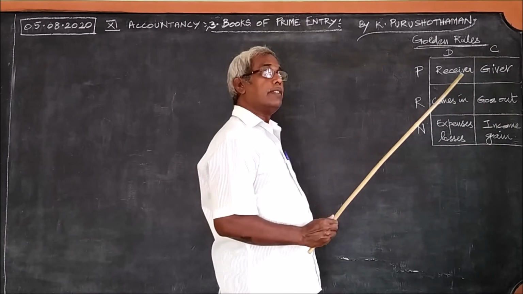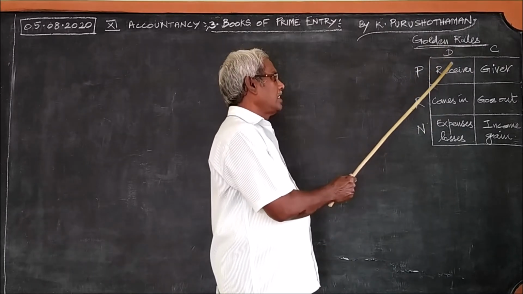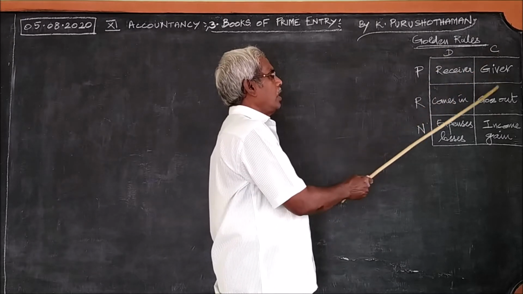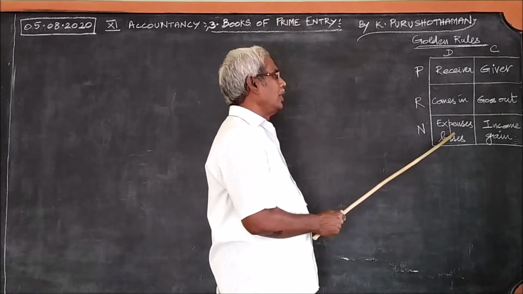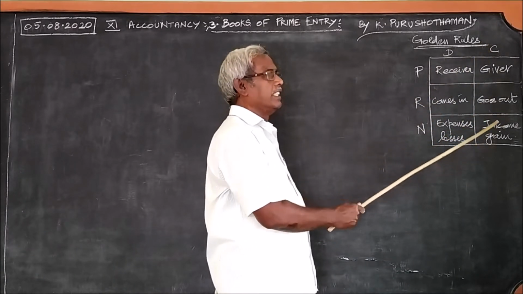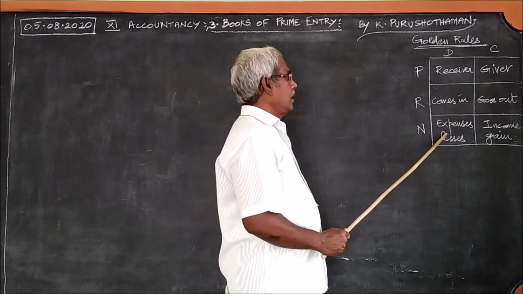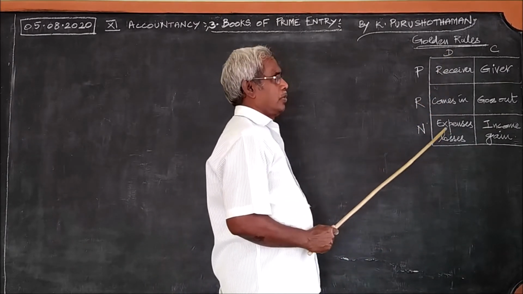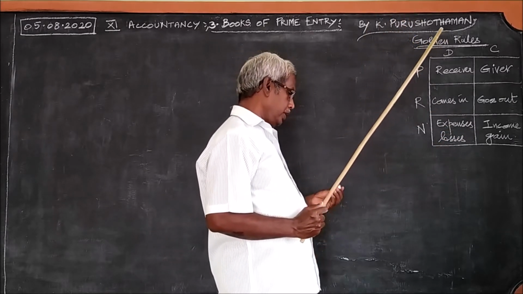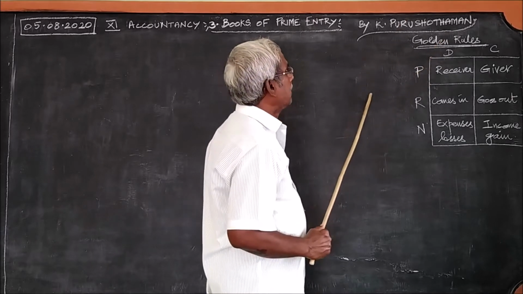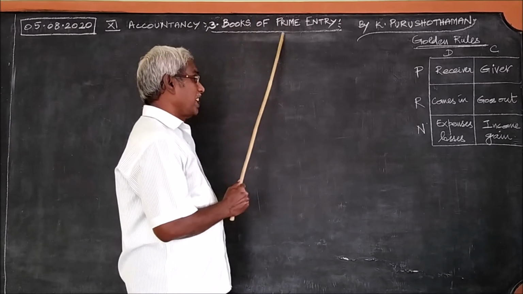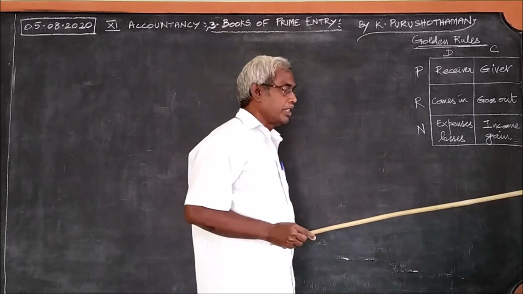Once again I repeat, the first golden rule: debit the receiver, credit the giver. Debit what comes in, credit what goes out. Third rule: debit all expenses and losses, credit all income and gain. These are the golden rules. You should bear it in mind. Using this only, we are going to prepare now the prime entry, that is called the journal entry, books of prime entry.